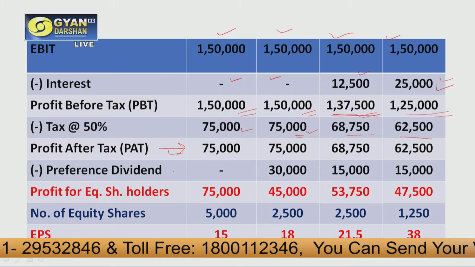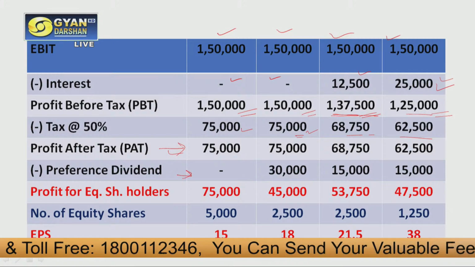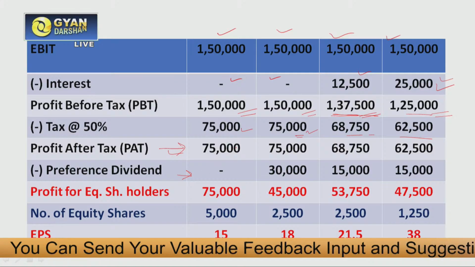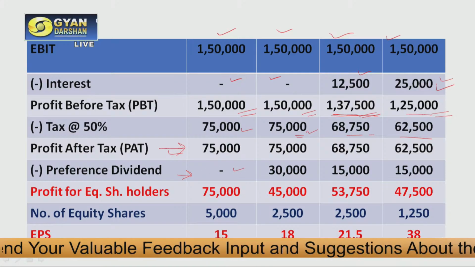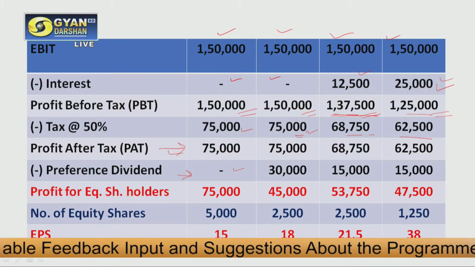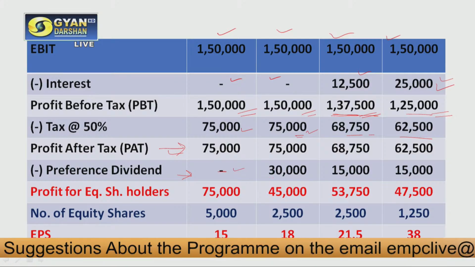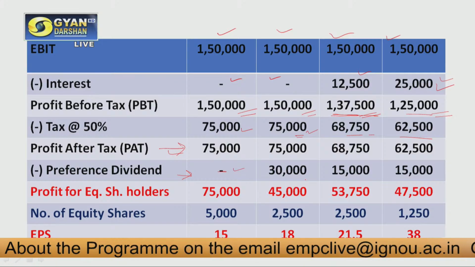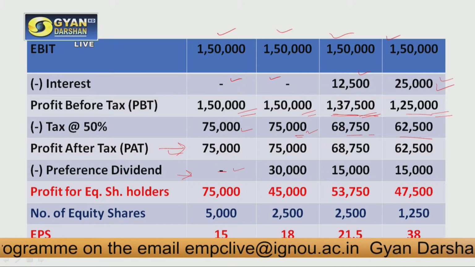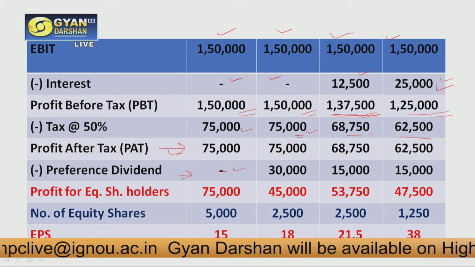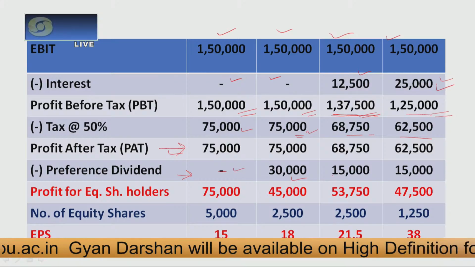Now what we need to deduct after this? We need to deduct preference dividend from this profit after tax, which is available to us. So in first case, again, we don't have any funding through preference shares, so there will be no preference dividend in this case. In second case, since the preference dividend is 15% of the amount at which we are raising the funds, it will come as 30,000 in this case.